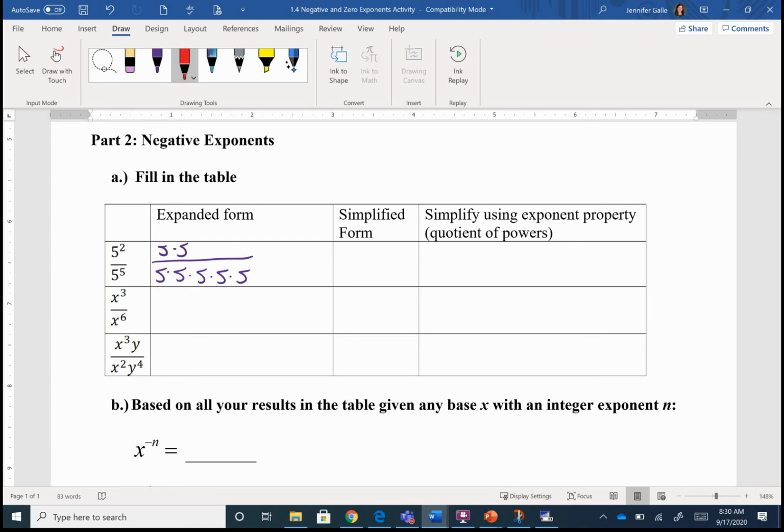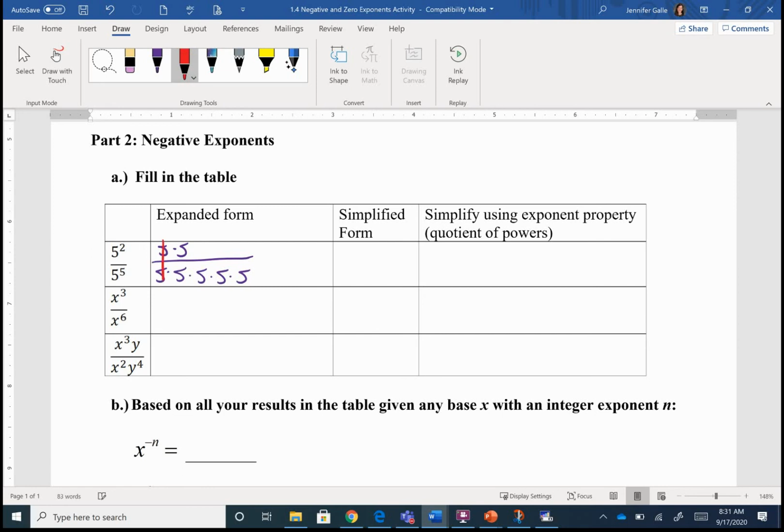But how is this one different than anything else we've simplified so far? Why is this one different? What do you think, guys? What makes this one different? Where do I have more 5s at? On the bottom. Where are we used to having more at? We're used to having it on the top. It doesn't change.